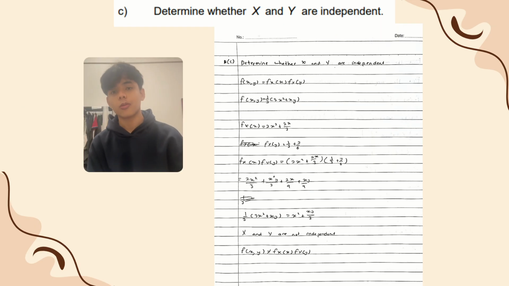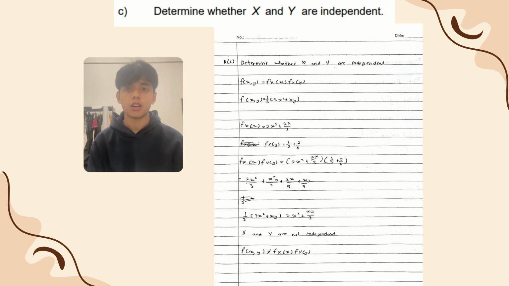Okay, so in this part of the video, I'm going to explain question 2c, which is to determine whether x and y are independent. Two random variables x and y are independent if and only if their joint probability density function can be expressed as the product of their marginal density functions, which is this equation.